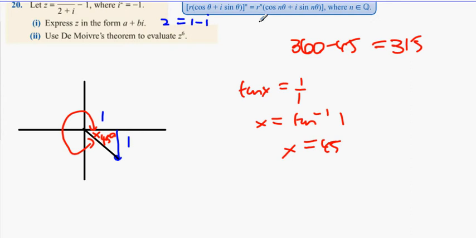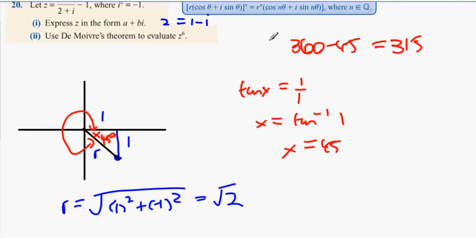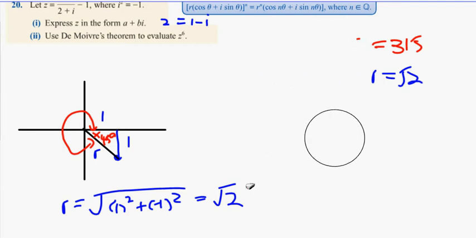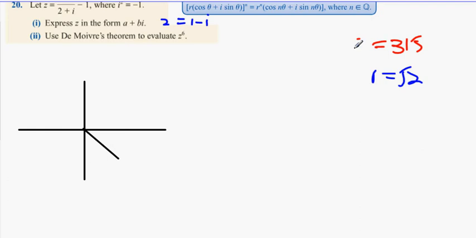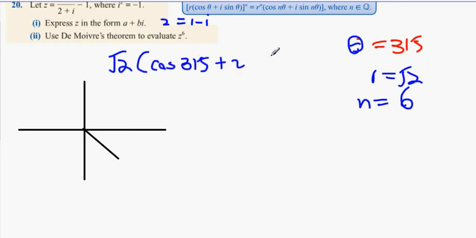Okay, next thing I have to figure out is what the r value is. The r value is the square root of 1 squared plus minus 1 squared. It's basically the length of the hypotenuse using the modulus formula, which is going to get me root 2. So r equals root 2 and theta equals 315. Okay guys, and then we're going to have n equals 6. First we're going to write it in polar form. Polar form is root 2 multiplied by (cos 315 plus i sin 315).